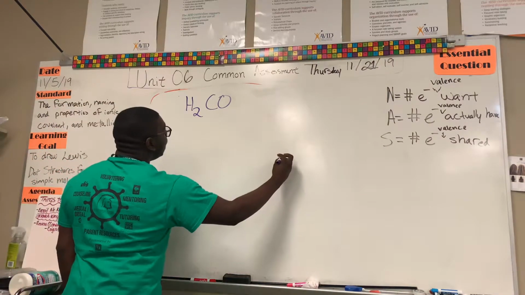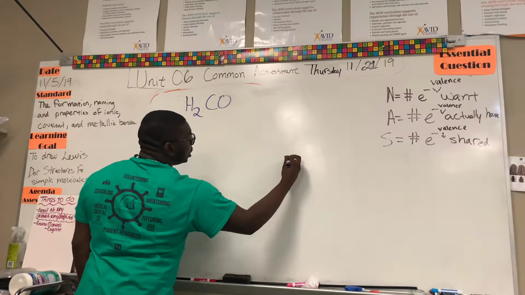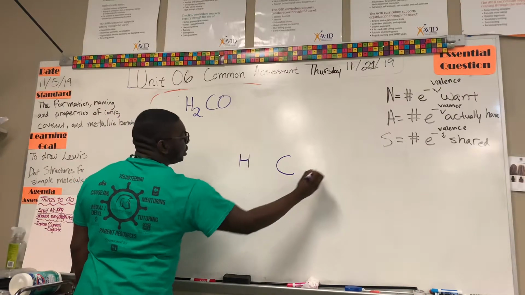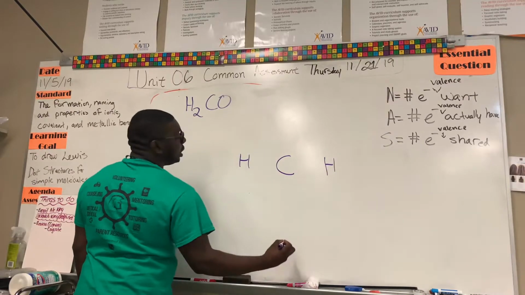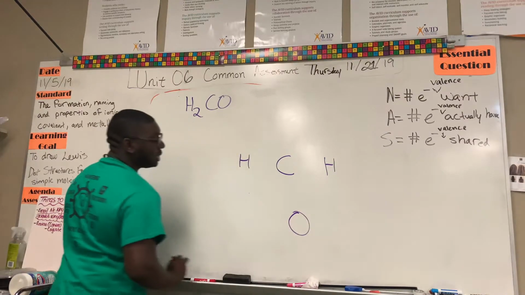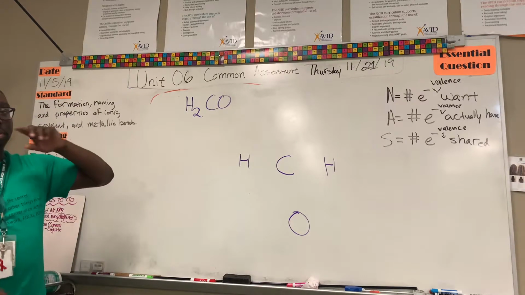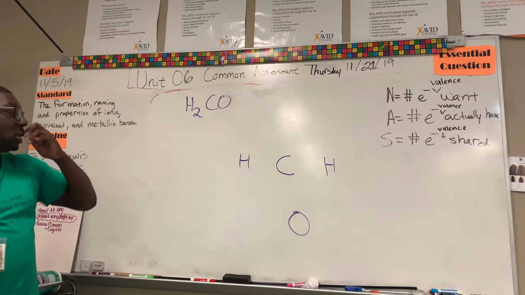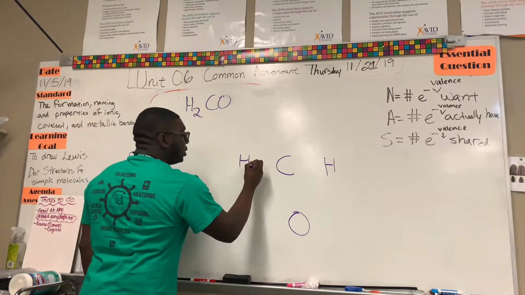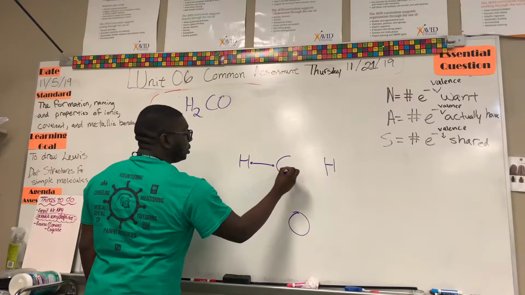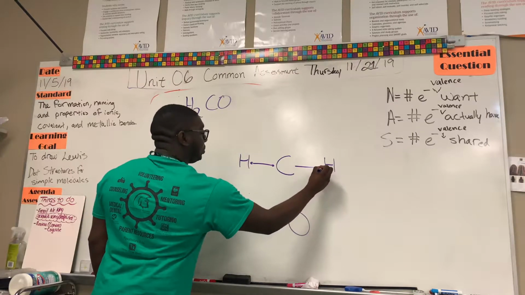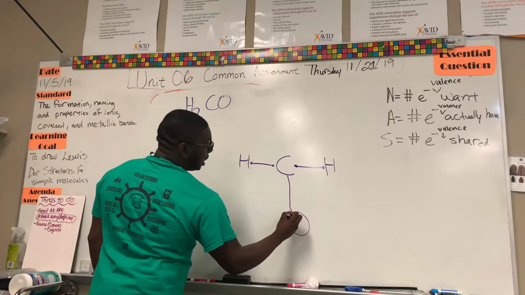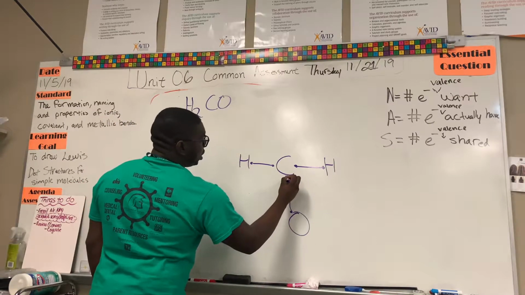So again, I have H2CO. So I draw carbon, then I have H for hydrogen, and O for oxygen. So I've used all my elements. So now what I'm going to do is I'm going to make my bonds. So I'm going to bond hydrogen to carbon, bond hydrogen to carbon, and I'm going to bond oxygen to carbon.